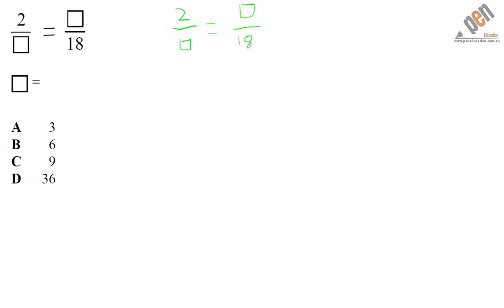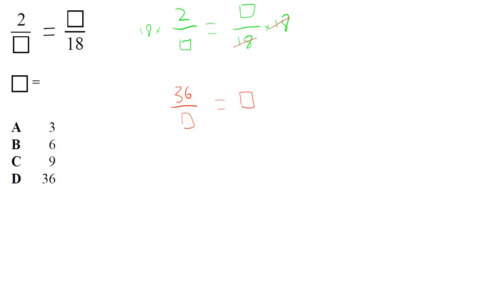The best way to solve this is to first multiply both sides by 18. Doing this, you will see that these 18s cancel out, and we are left with 2 times 18 across the top, which we know is 36 over square, which is equal to square.